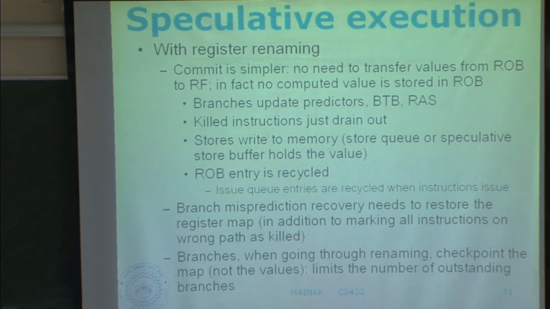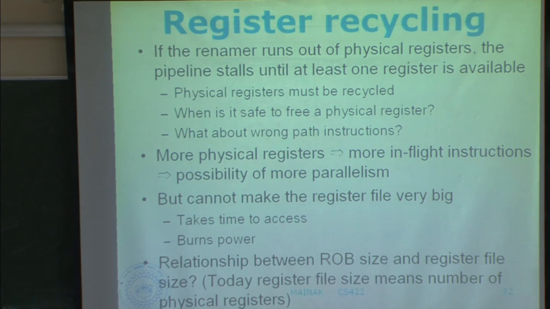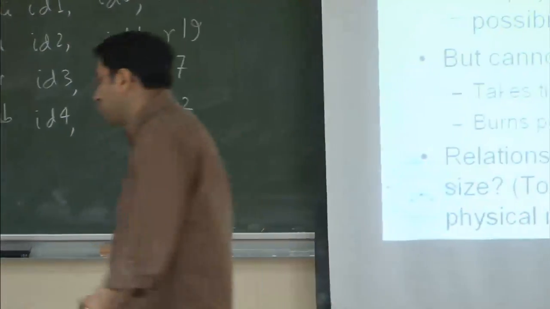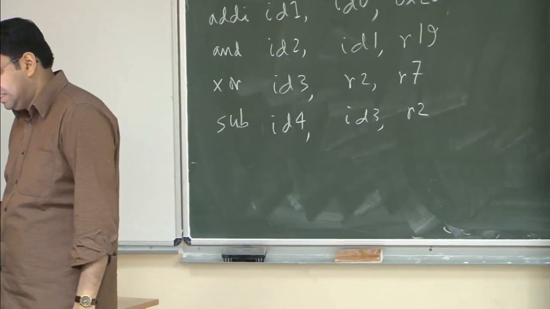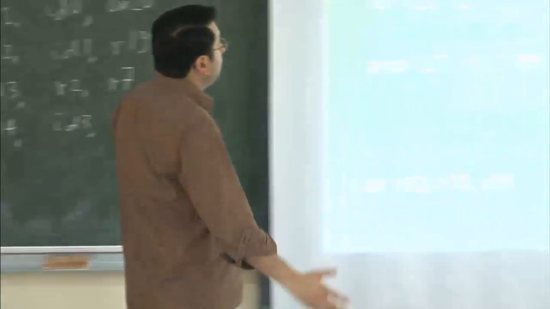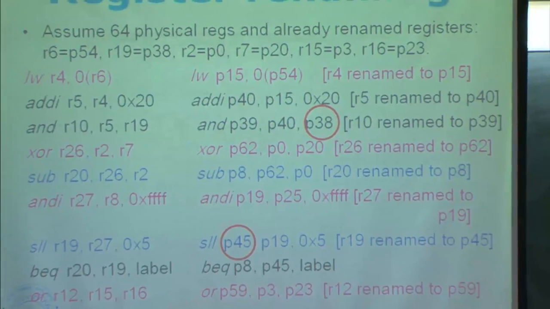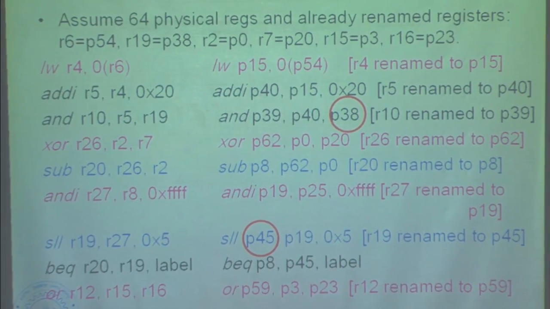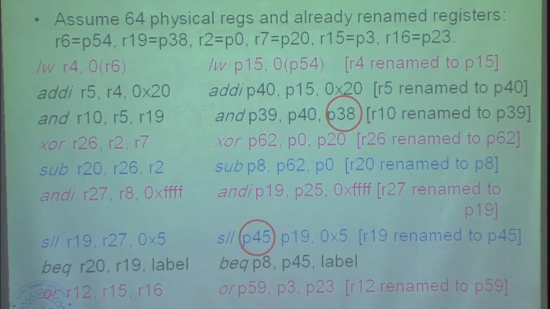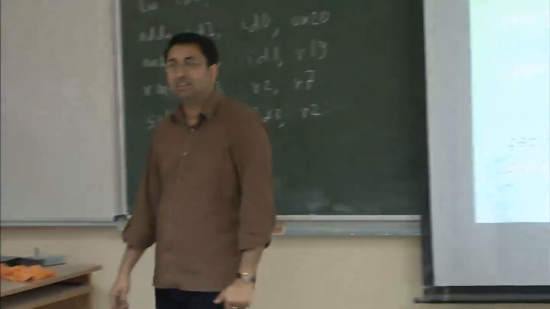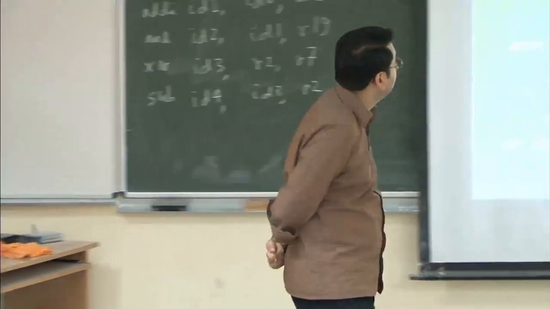Any question? Okay, so the last point. How do you recycle the registers? Any suggestion? Let's go back to the example. When should I free P15? When can another instruction use P15? When ADDI has finished. Do I know that there is no instruction in future that will be needing P15? There is someone writing to R4.